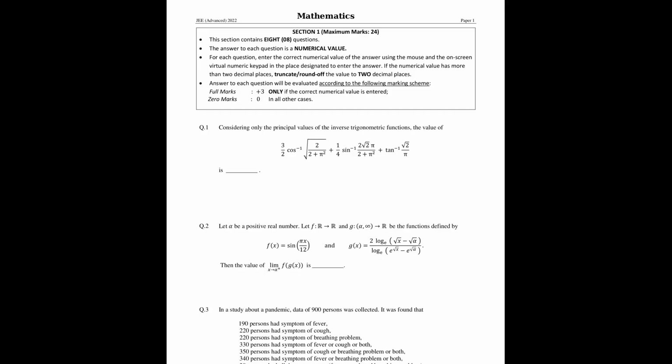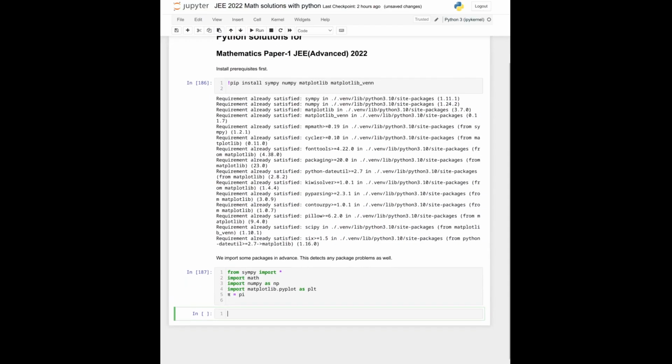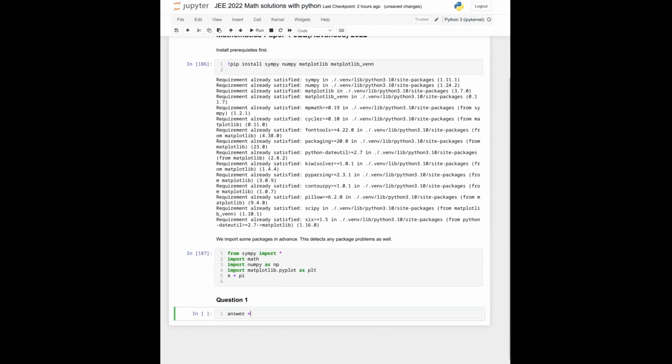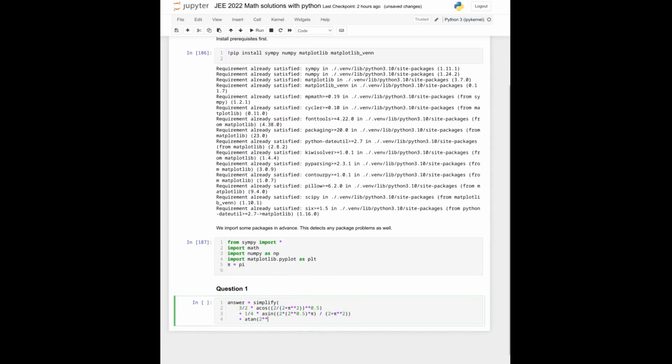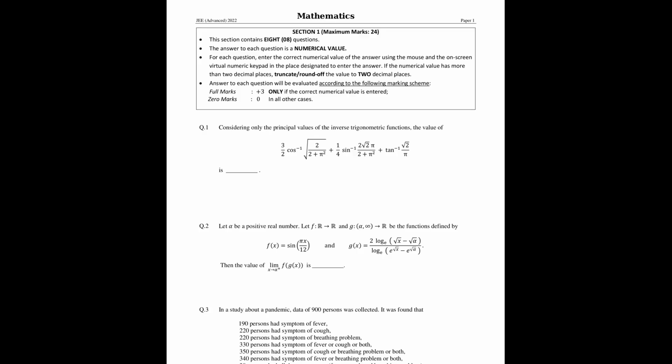Go to question 1. This looks really straightforward, just type the formula. That is about 2.36 rounded to 2 decimal places. Okay, question 2, this is a limit question.